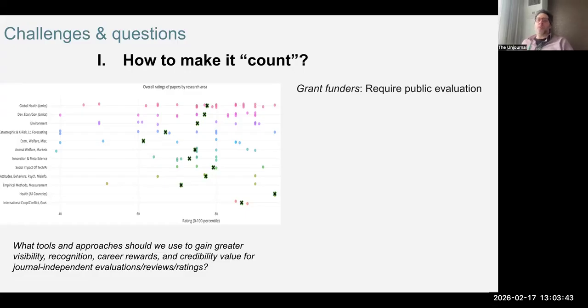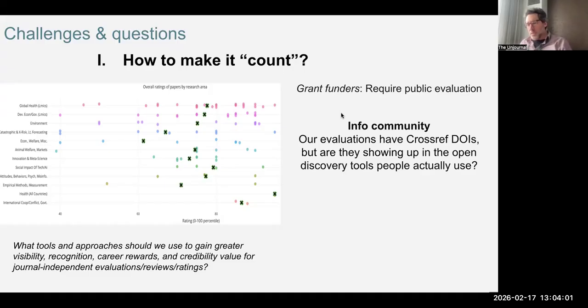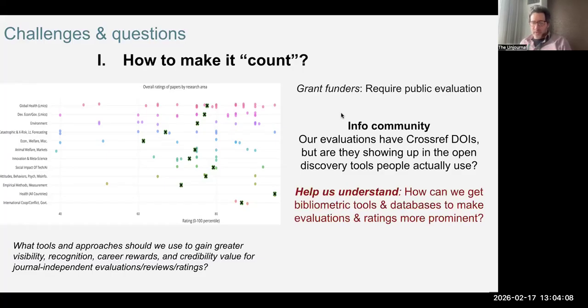So how can we make it count? Well, we can have people like grant funders require or encourage public evaluation or pre-review by the Unjournal as a condition of getting or renewing a grant. Other gatekeepers and stakeholders could do this, but I'm talking to the information community today. The question is, how do we get these to show up in the tools that people actually use? And that's where I'm getting your help. I've already gotten some very helpful suggestions, and maybe you can offer more in the session. Love to meet with you, love to answer your questions and help you.